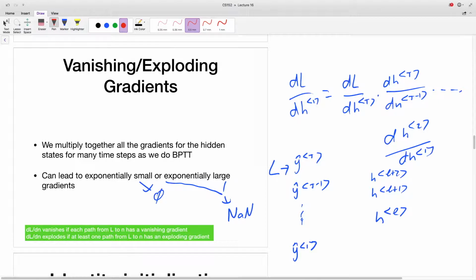Or the reverse way to look at it is if we were to change h of L and bump it up by epsilon, what are the ways in which the loss would change? Give me one way, one path from h of L to L. To where? Okay, so to y of L. So we would go over to y of L.